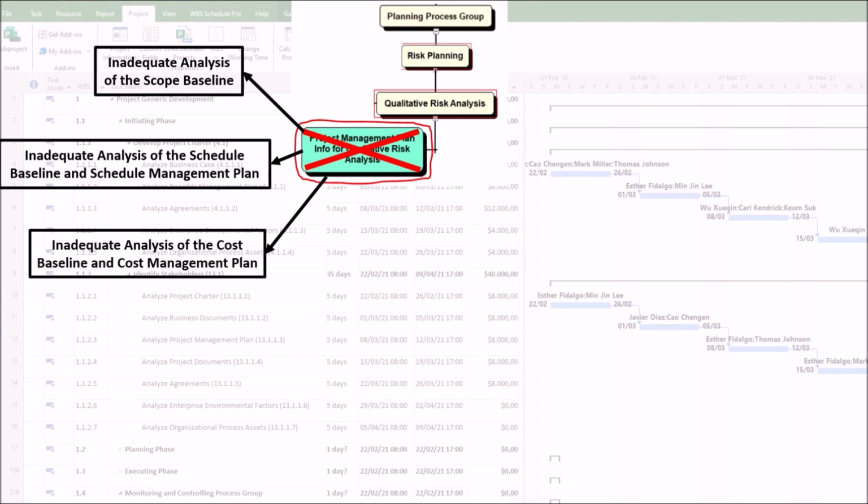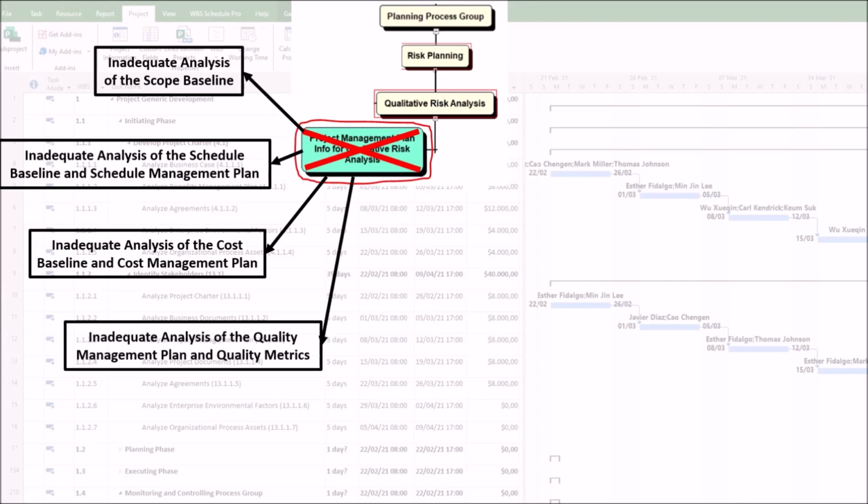3. Inadequate analysis of the cost baseline and cost management plan. As a result, this leads to incorrect financial impact assessment and poor prioritization. Why does this happen? Without a clear understanding of the budget, contingency reserves, and cost controls, you cannot accurately assess the impact of a risk in monetary terms. A $10,000 overrun is catastrophic for a $50,000 project, but minor for a $10 million project. Inadequate analysis means financial impacts are guessed, not derived from the plan.